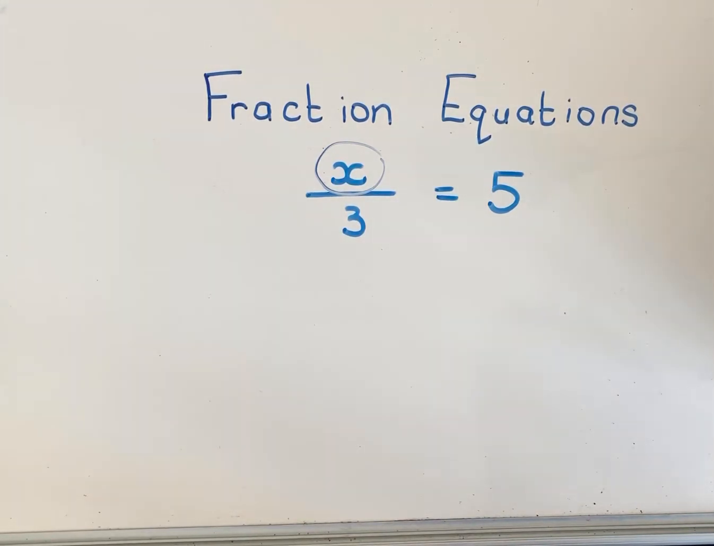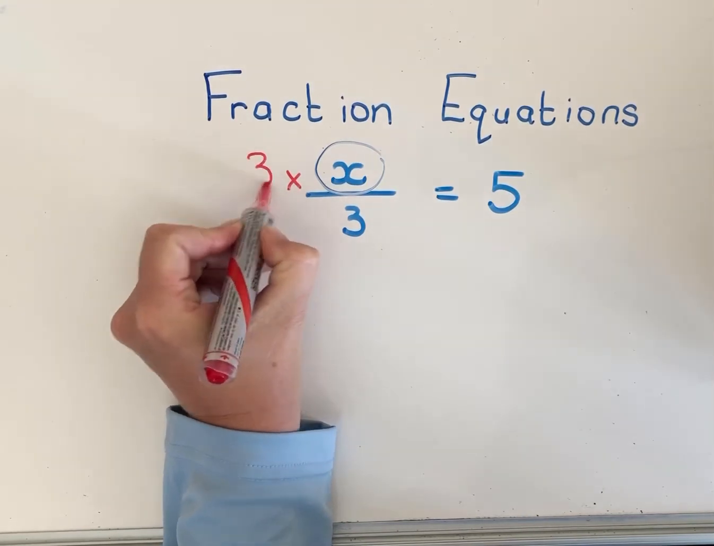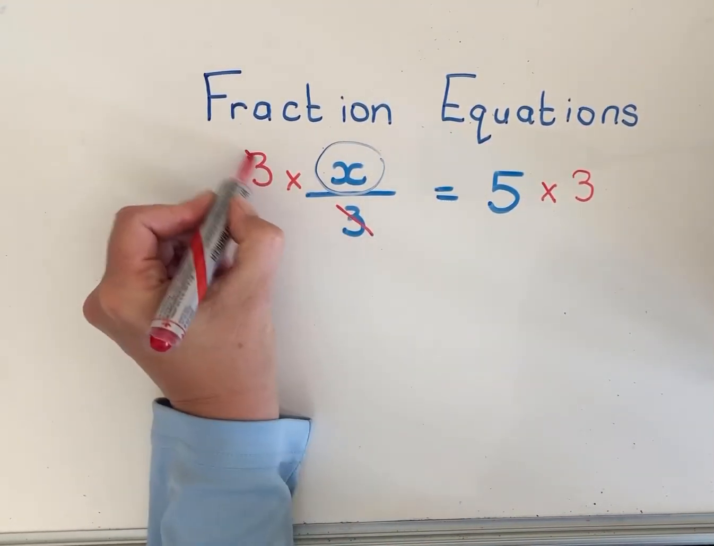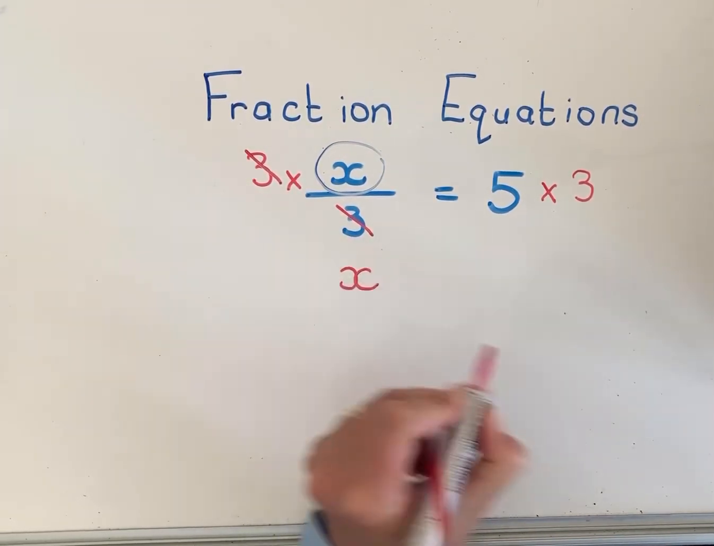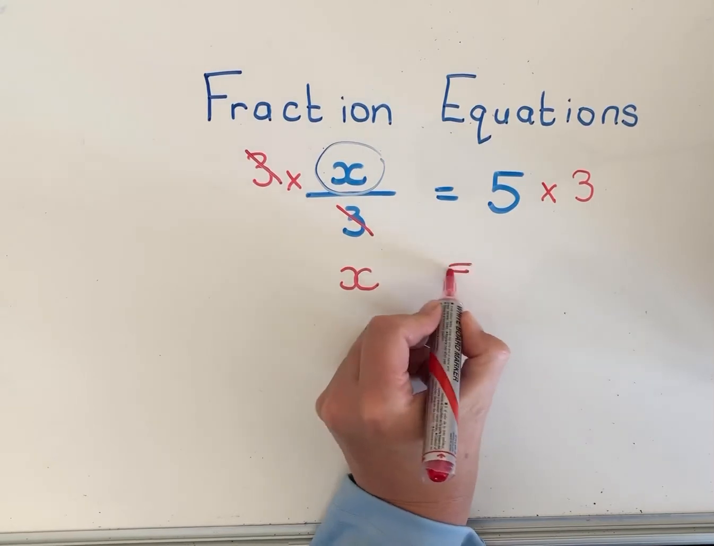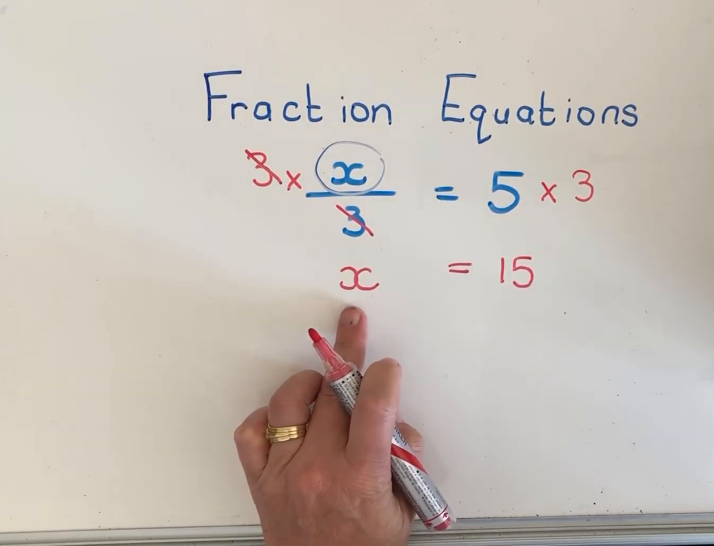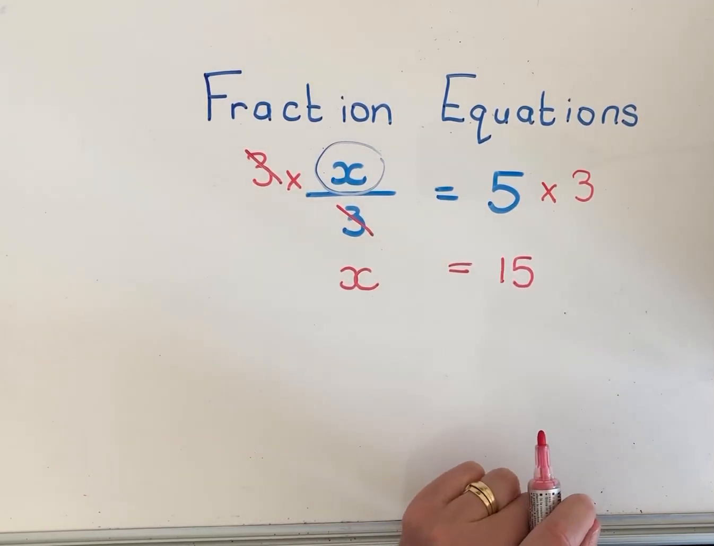So the inverse operation of dividing is multiplying. So if we multiply both sides by 3, these 3's can cancel. So we're just left with plain x on the side, which is what we want, and it equals 15. So the answer to this fraction equation is x equals 15.